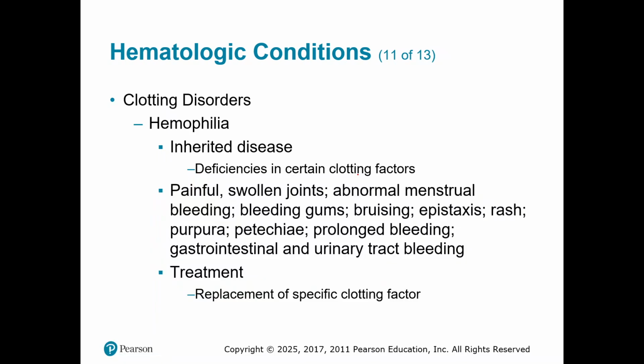Hemophilia, an inherited disease. It's a deficiency in certain clotting factors. Painful swollen joints, abnormal menstrual bleeding, bleeding gums. These patients tend to bleed a lot, and so it's especially bad if they ever have a traumatic event. A simple fall or something like that can really be a bad day for somebody with hemophilia. So the treatment is replacement of a specific clotting factor. They have to know what that clotting factor is, and they go to the hospital and actually receive that.